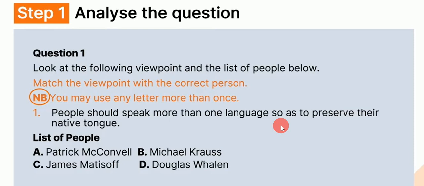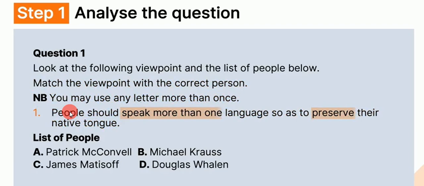Now I want you to focus on the statement in question 1. People should speak more than one language so as to preserve their native tongue. Try to identify the key words in this statement. What do you think the key words might be? The key words in this statement are speak more than one and preserve. You might have identified other words that are important too, and that's fine. The words language and tongue are synonyms, and language is the topic of the reading passage, so these are not the best key words, as they will appear in the text several times.